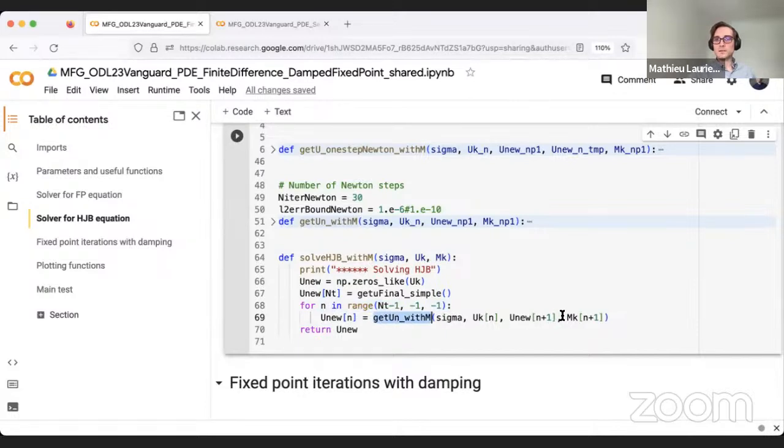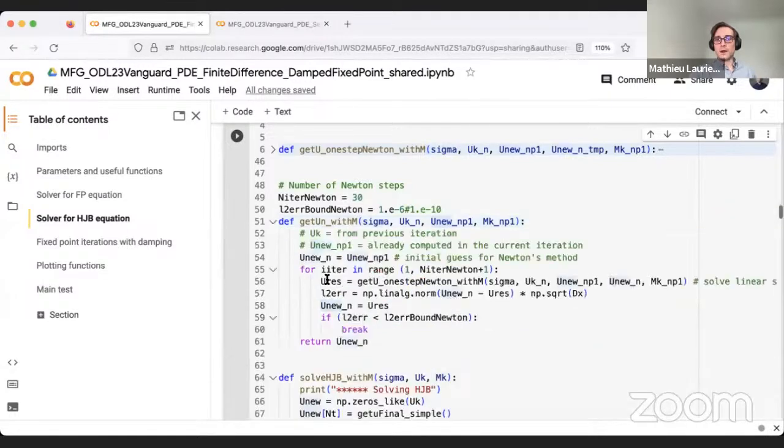You see that this function is going to depend on mk at time step n plus 1, and the goal is to get u at time n. M has been computed in the iteration just before, or in the same loop, but you alternate between Fokker-Planck and AJB. So you have M because you have already computed it, or at least you have a guess for M. It's not the correct one yet, but you can plug it here.